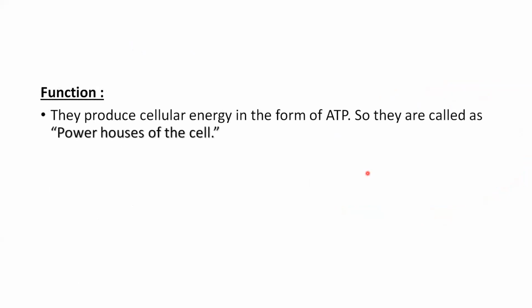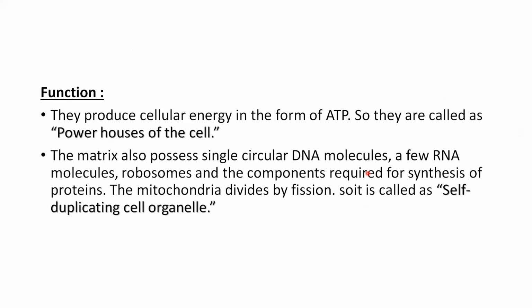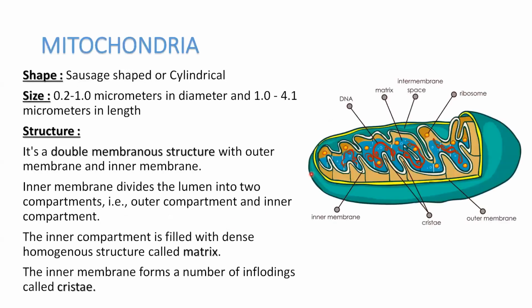If you talk about the function of mitochondria, it can produce energy, that is ATP. So it is called the powerhouse of the cell. It has its own DNA molecules, and it can divide by fission. So it is called a self-duplicating cell organelle. So how does the mitochondria divide? By fission. Try to remember this point. So this is about mitochondria.